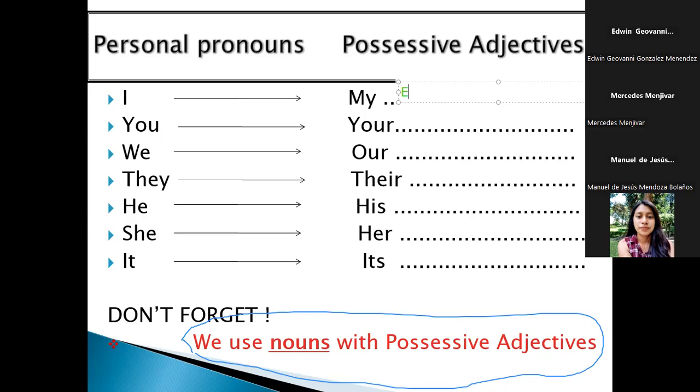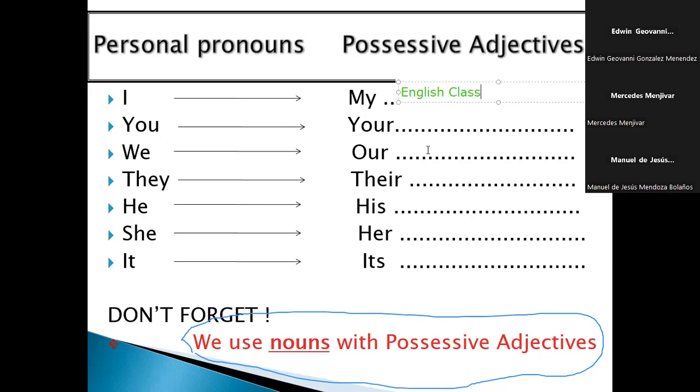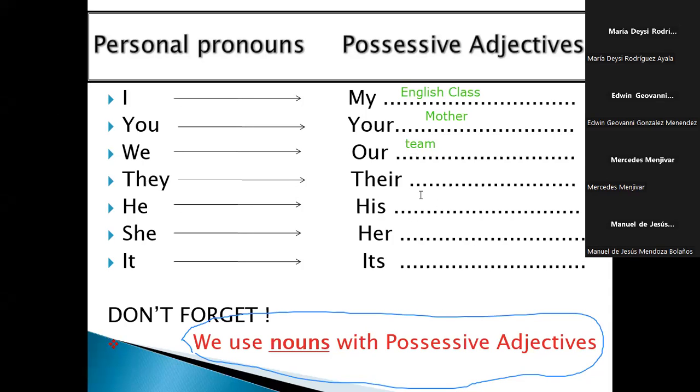My English class. Oh, my English class is the best. Your mother. Your mother, no? Our what? Our team. Our what nouns? Let's say nouns. Please help me out. Their what? Think about adjectives. Tell me one thing, whatever you want to say, just go ahead and share it with me.